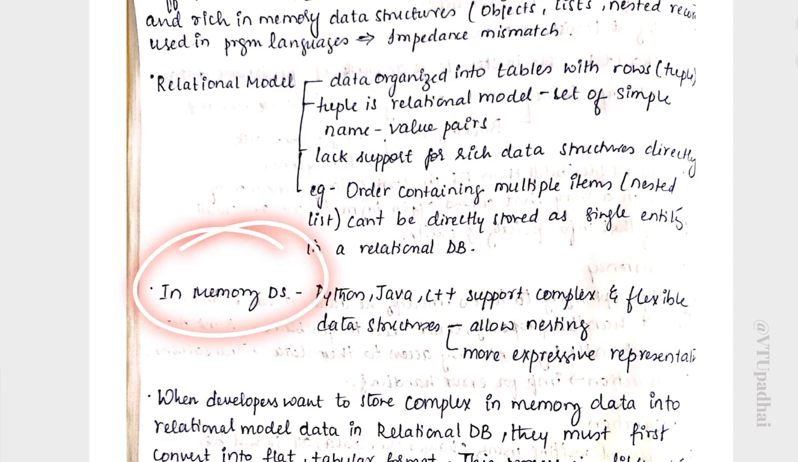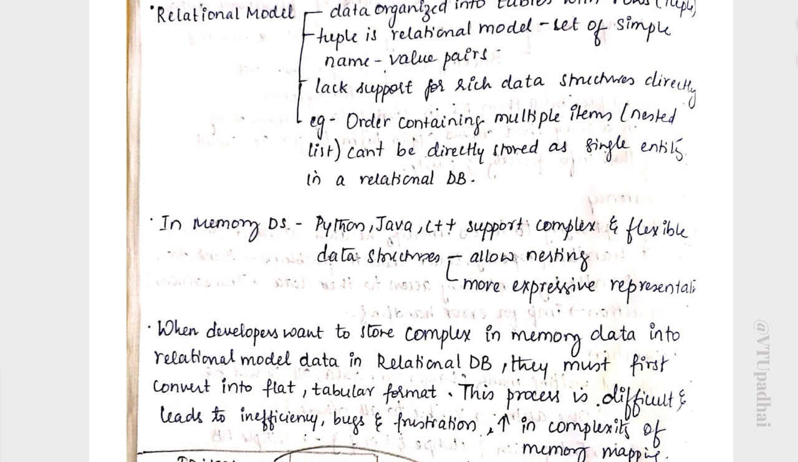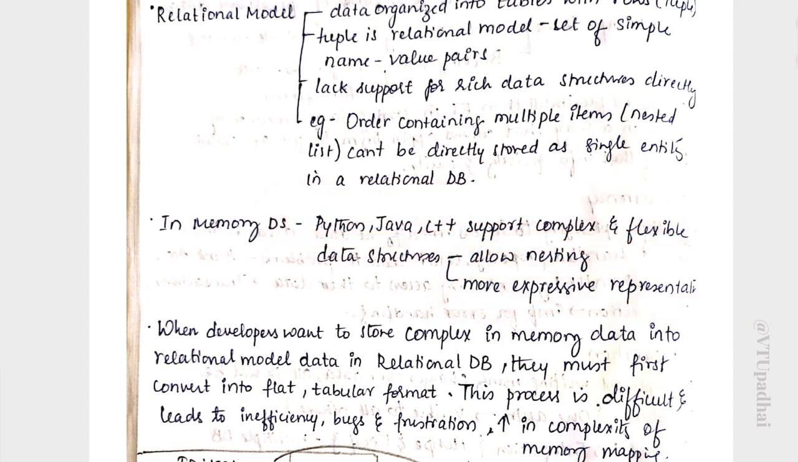In contrast, in-memory data structures, which are used in programming languages, comprise far more complex things, and they have rich hierarchies and nested collections of data, right? And they are supported by Python, Java, C++. They are complex and flexible. They allow nesting, and they have a more expressive representation compared to the relational model. So you can see one is the very classic simple thing, and on the other hand, we have a complex and rich hierarchy, or let's say an advanced version of data storage.